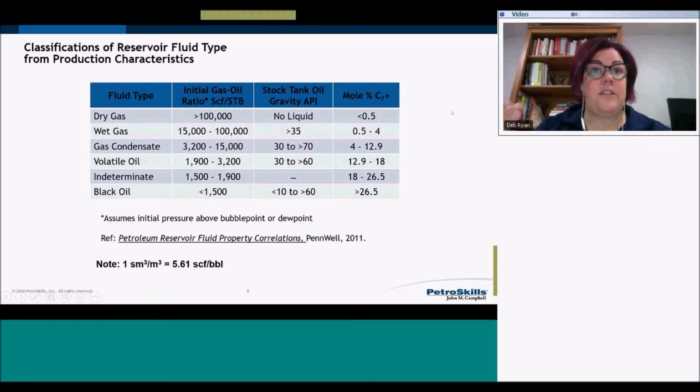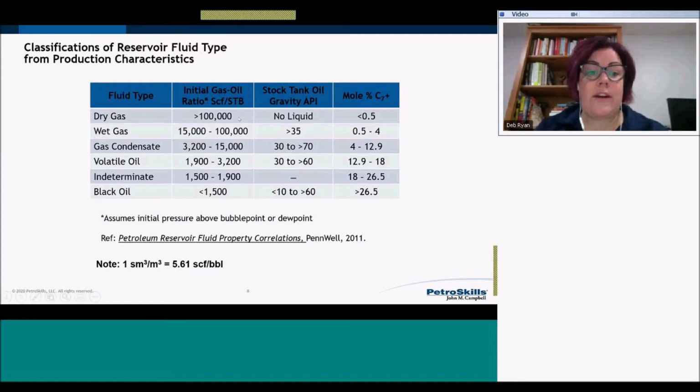So how do we start to classify some of these things? I've already started to use some of the different types of language in terms of a dry gas, a wet gas, a gas condensate, a volatile oil, an intermediate oil, and then a black oil. And there's three things that, in lieu of any other information about your reservoir fluid, we can start to use to characterize and understand where we are in the spectrum from dry gas to black oil. The first is the initial gas-oil ratio. And I say initial, we're going to talk about phase behavior and how gas-oil ratio changes with time as we get below our bubble points.